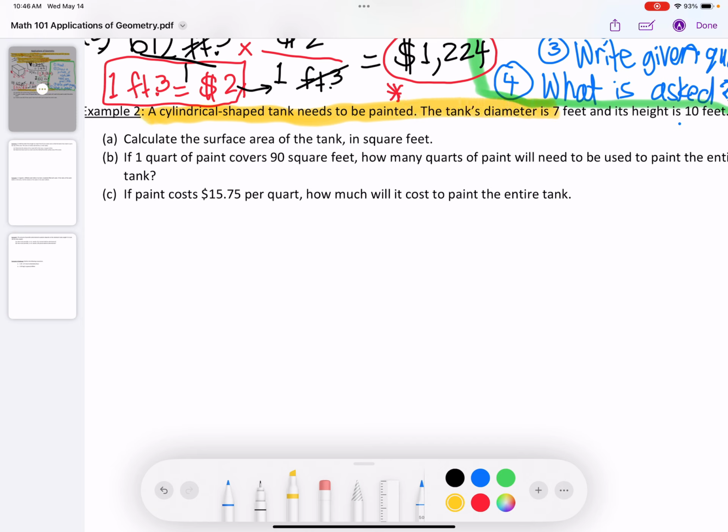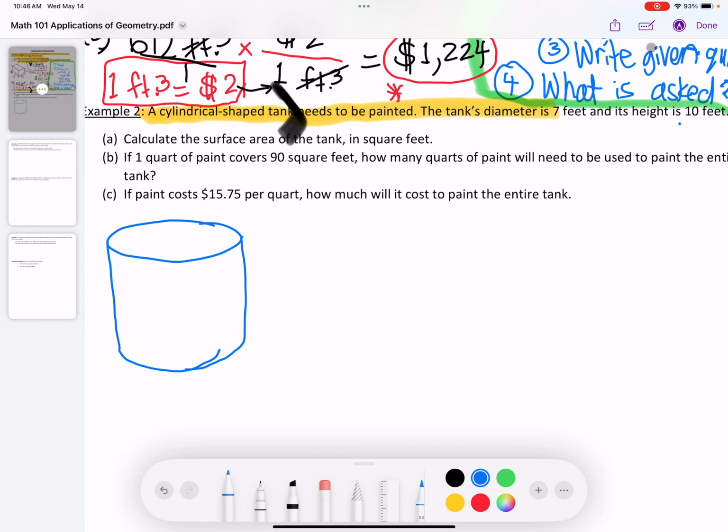All right, I'm going to read this. Example 2, it says, a cylindrical shaped tank. Even right there, I could stop. I don't know what's going to happen with this tank. Do I really care? Not really, but I have to pretend I care for this problem. I'm going to draw a cylinder. I don't know how tall it is. I'm just drawing to help myself visually. It might help later. Okay, now I'm going to continue reading.